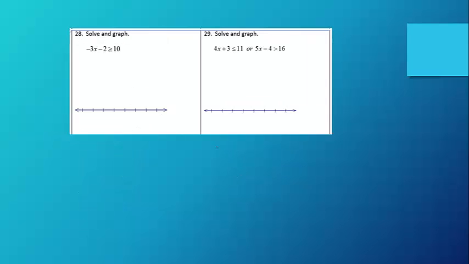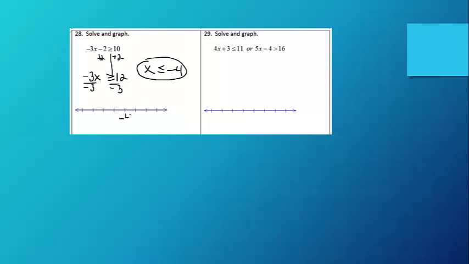Okay, problem 28 says to solve and graph. So the first thing that I know that I'm going to do, just like a normal equation, if you just want to draw a line or something like that, pretend like it says equals. I first of all want to get rid of this minus 2, so I'm going to add 2 to both sides. So I will get negative 3x is greater than or equal to 12. And then to solve for x, we're going to divide both sides by negative 3. And when I do that, I will get x. 12 divided by negative 3 is negative 4. And since I divided by a negative, I need to switch the way that my inequality is going. So that's my solving part.